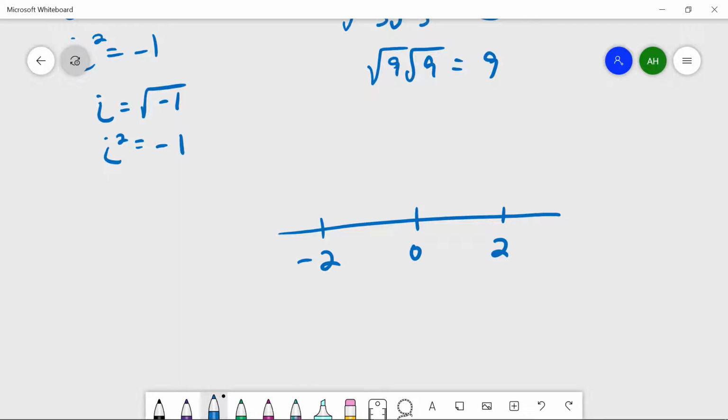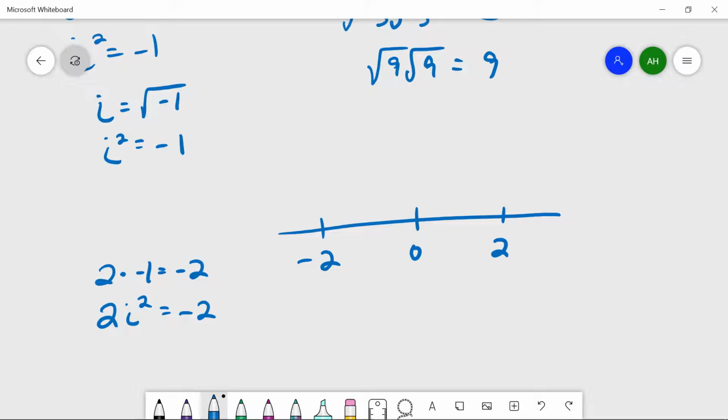All right. And I'm looking to go here from the 2 to the negative 2. So if I took 2 and I multiplied it by negative 1, I would get negative 2, right? Okay, so 2 times negative 1 equals negative 2. All right, well, negative 1 is i squared, so 2 times i squared equals negative 2.